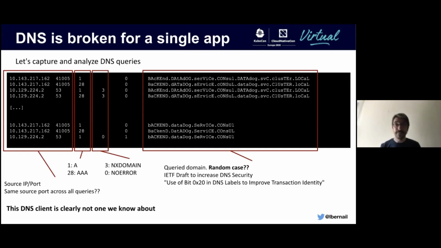And it's actually based on a draft from the IETF to increase DNS security by encoding additional identity for the query using random case. So what I wanted to show here is that this DNS resolver is really not one we know about. It's very different from all the ones we've been working with.